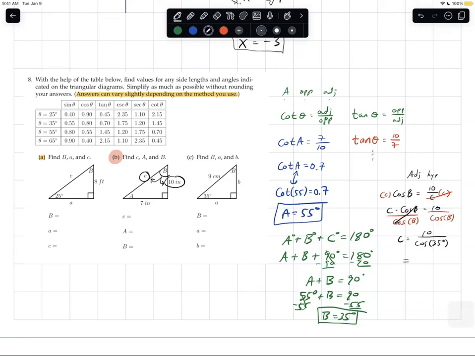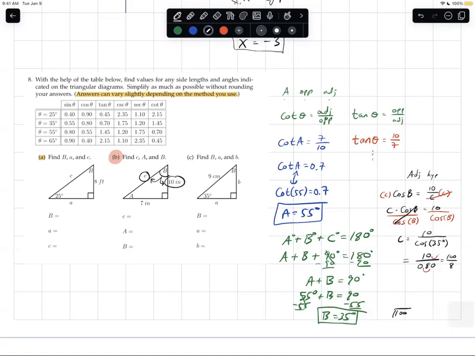And so C is equal to 10 divided by, what's the cosine of 35 degrees according to the table? 0.90? Wait, isn't it 0.80? Yes, 0.80. Good. And so what we can do is move the decimal place over one place to the right, and this decimal place over one place to the right. So this is the same as 100 over 8. And then all we have to do is figure out what 100 divided by 8 is.